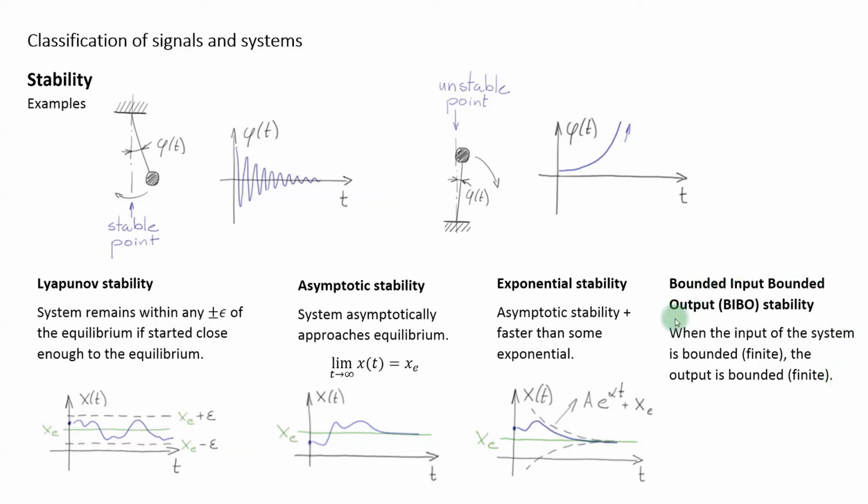The BIBO stability does not say anything about what's going on inside a system. So you can have a system which is BIBO stable, but it still has some internal variable, some internal state that diverges to infinity, in which case it would not be internally stable according to these previous definitions.